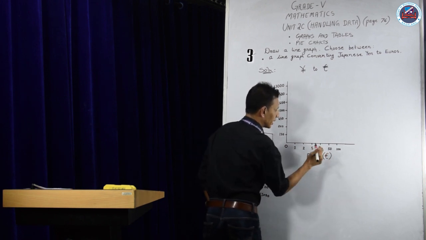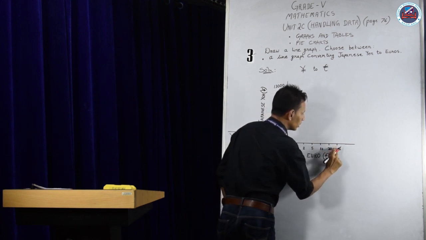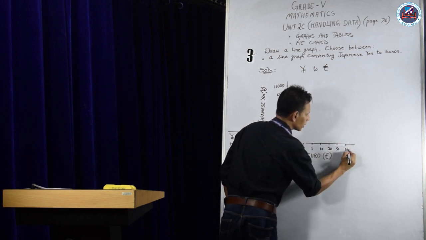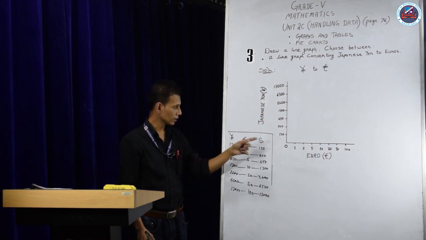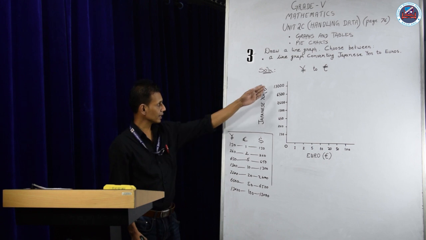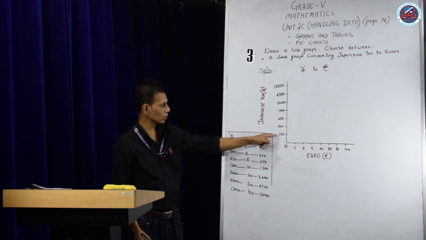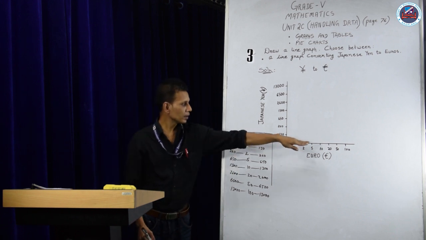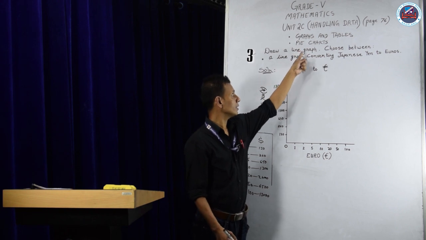Sorry, this will be 10, this will be 20, and this will be 50, 100. I wrote this. So this is euros, that's why I wrote euros, and I gave the currency symbol. And on this side I wrote Japanese yen: 130, 260, 650, and so on. I just observed from the table and prepared this. Now I am going to draw a line graph.